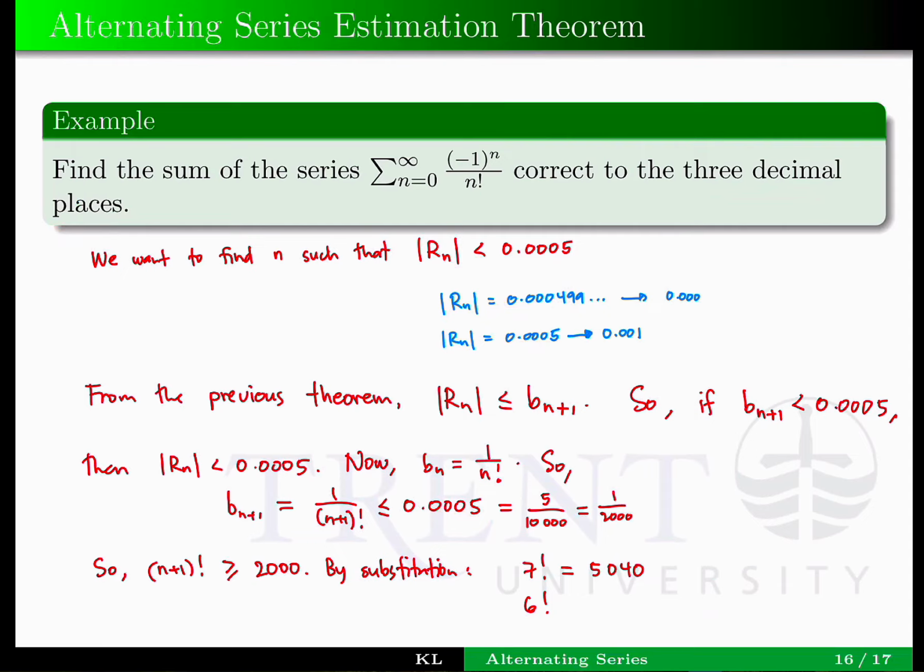6 factorial. 6 factorial is 720. So we cannot take 6 factorial because it is 720 only, and we want something that is greater than 2,000. Therefore, we take the 7 factorial. So n plus 1 is equal to 7, or your n is equal to 6. Okay?